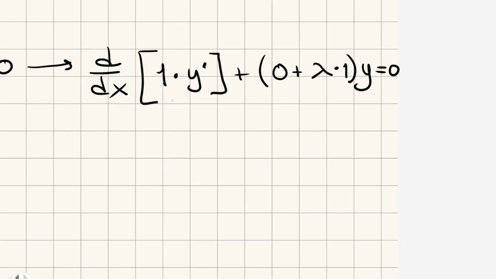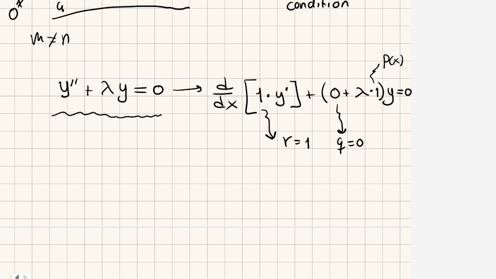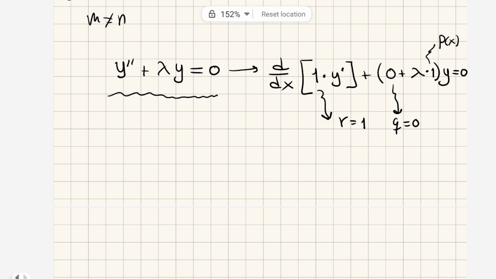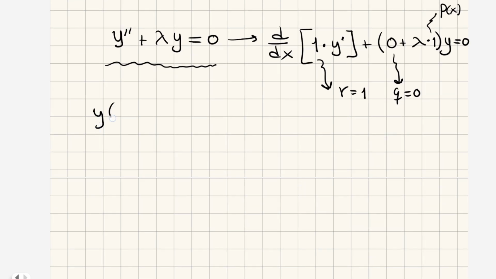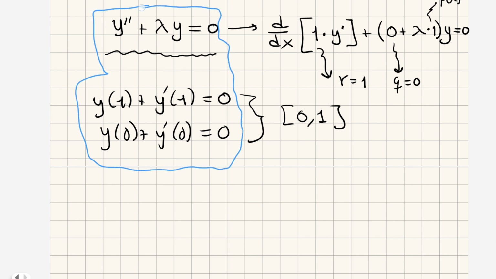And if you look at this, we can easily identify that this 1 is equal to r, this 0 is equal to q, and this 1 is equal to p(x). So that means that this equation has that same structure. Perfect. And again, we need to specify the conditions that this differential equation needs to satisfy to be a Sturm-Liouville problem. Those conditions will be that y(1) plus y'(1) is equal to 0, and we can also say that y(0) plus y'(0) is equal to 0. In this case, we are defining the problem in the interval 0, 1.